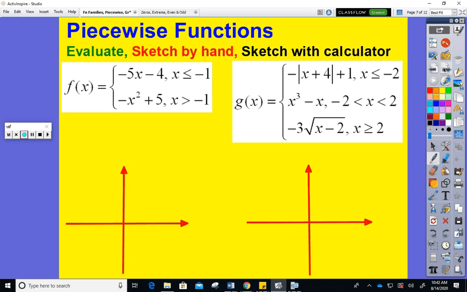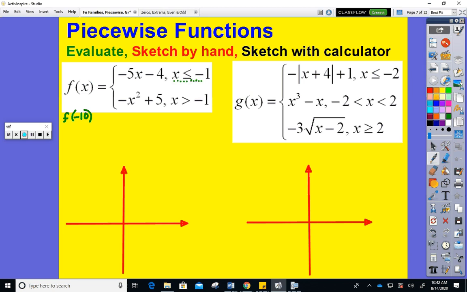So let's look at these functions here. Now the first thing we're going to do is just review evaluating piecewise functions. So if I want to evaluate, let's evaluate f of negative 10.